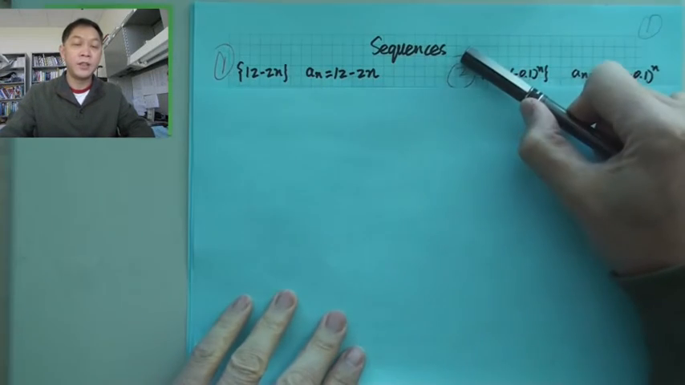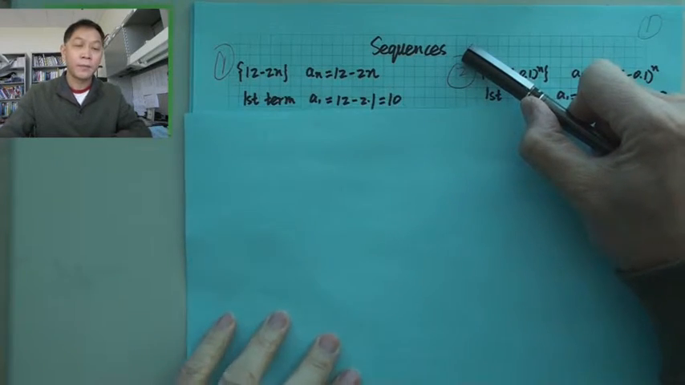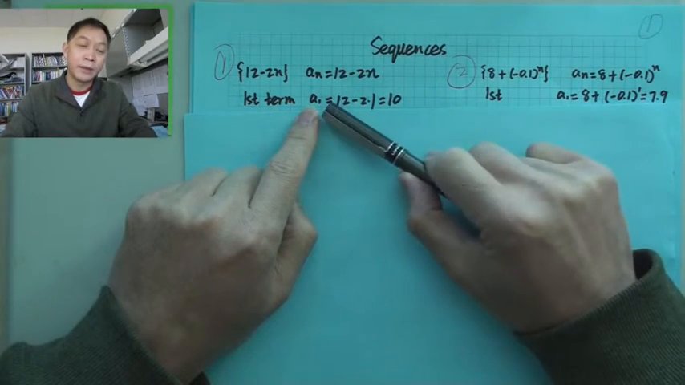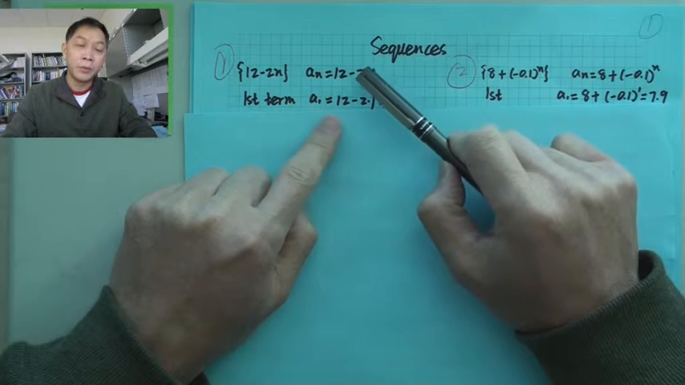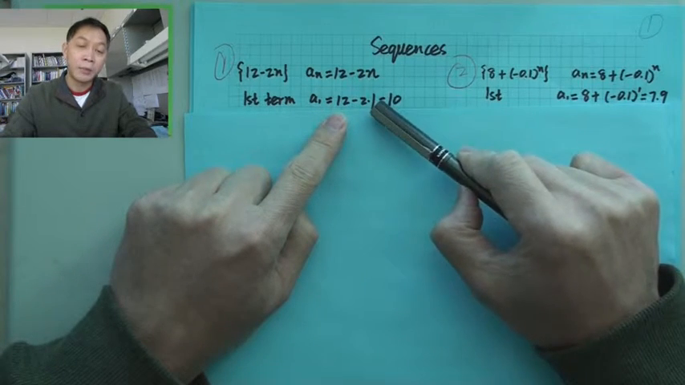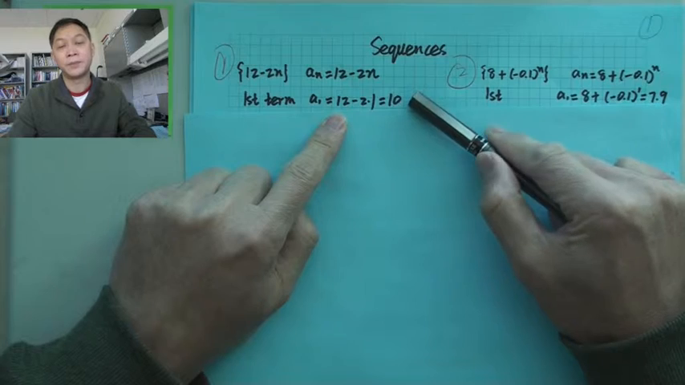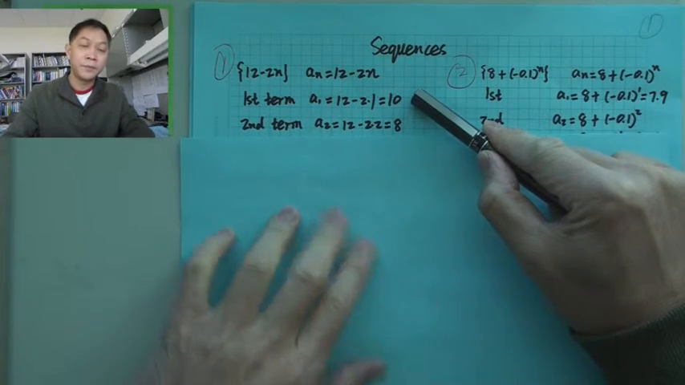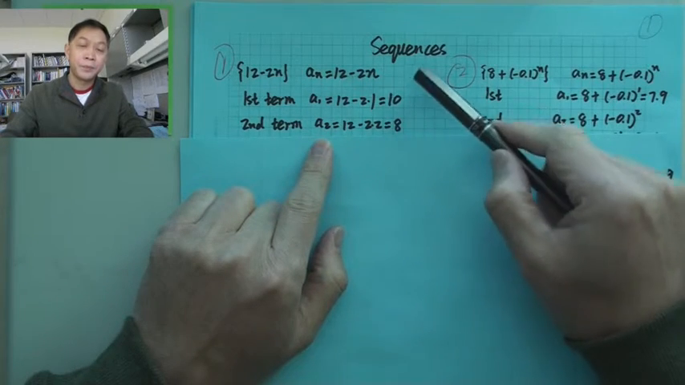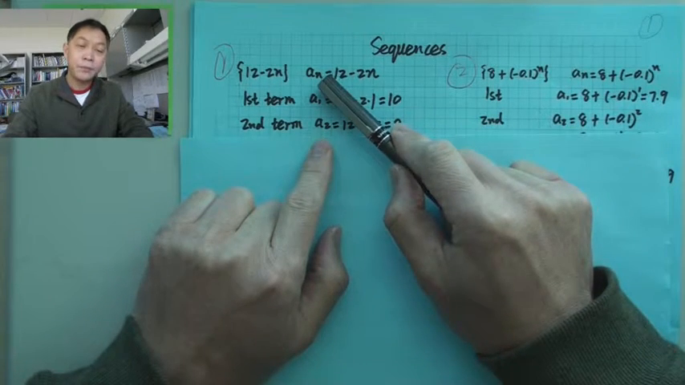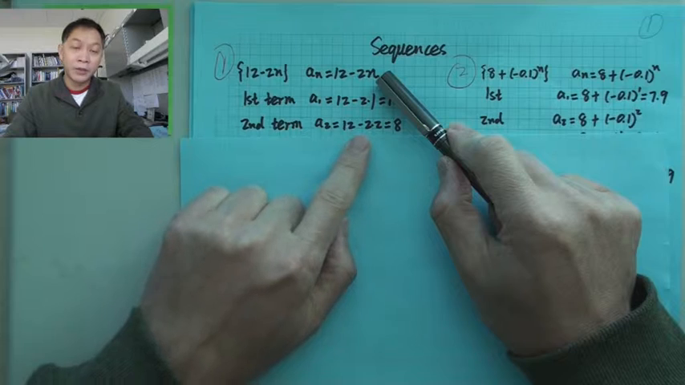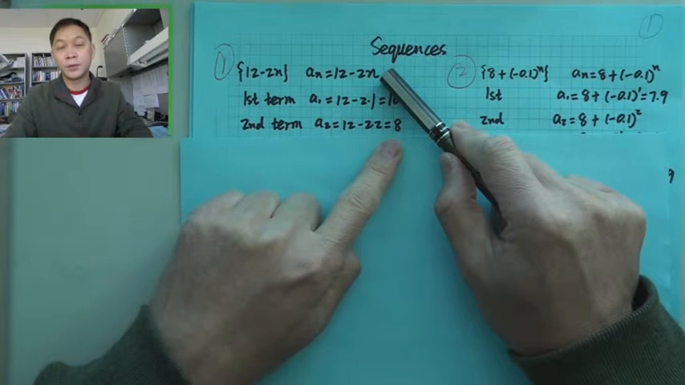Okay? If n is 1, then the first term will be a1. So that will be 12 minus 2 times 1, which gives us 10. Okay? The second term for this one will be a2. And then when n is 2, you have 12 minus 2 times 2, which is 8.